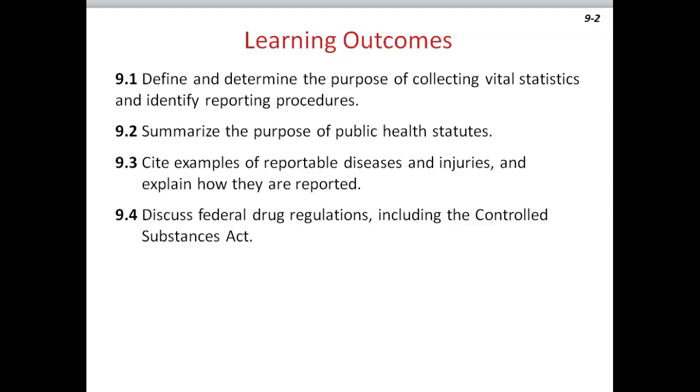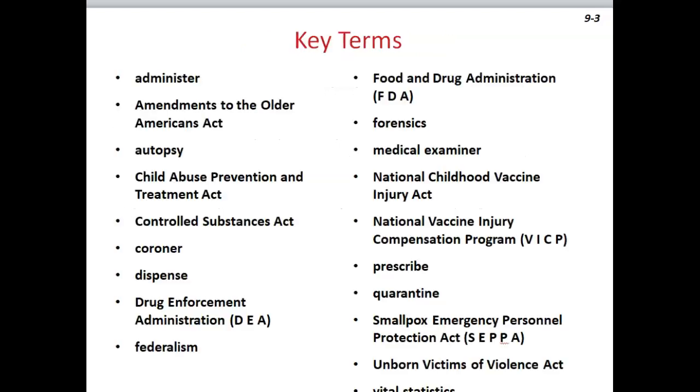We'll define and determine the purpose of collecting vital statistics and identify reporting procedures, summarize the purpose of public health statutes, cite examples of reportable diseases and injuries and explain how they're reported, and discuss federal drug regulations, including the Controlled Substances Act. Here's a list of key terms that we will cover in this chapter.